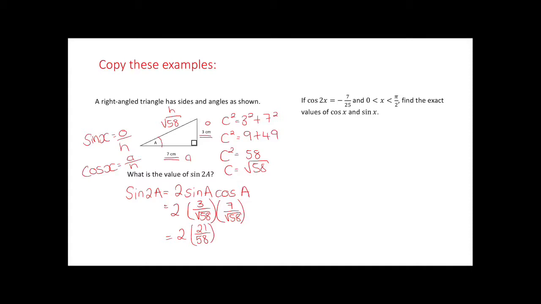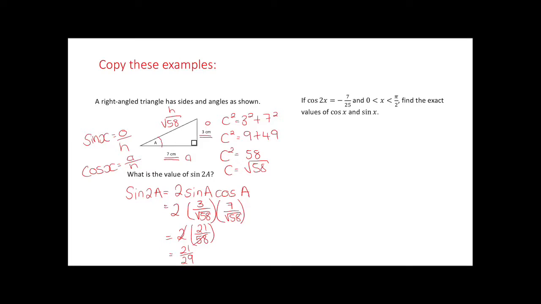We then still need to times it through by 2. So at this point, you can go straight to simplifying. You can go down to 42 over 58, but I know that 2 and 58 have got a common factor of 2, so my final answer is going to be 21 over 29. So sine 2a is 21 over 29.